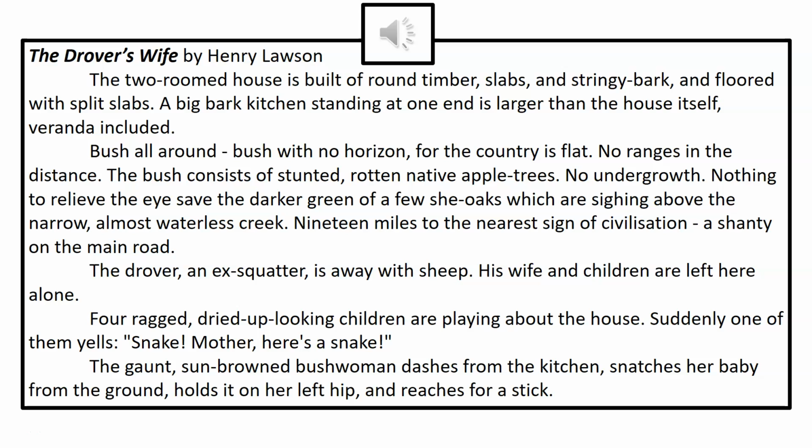The drover, an ex-squatter, is away with sheep. His wife and children are left here alone. 4 ragged, dried-up-looking children are playing about the house. Suddenly, one of them yells, "Snake! Mother, here's a snake!" The gaunt, sun-browned bushwoman dashes from the kitchen, snatches a baby from the ground, holds it on her left hip, and reaches for a stick.